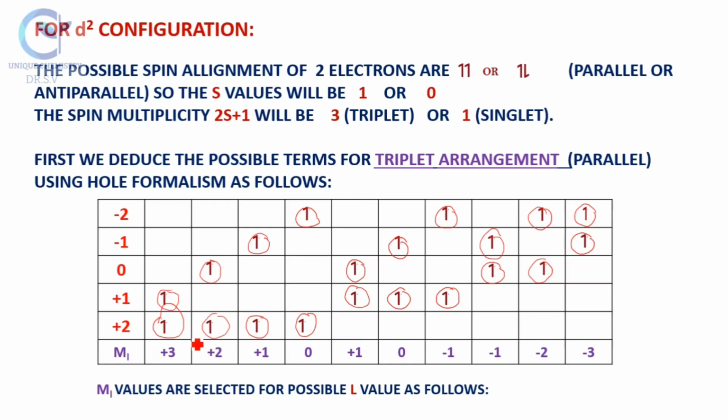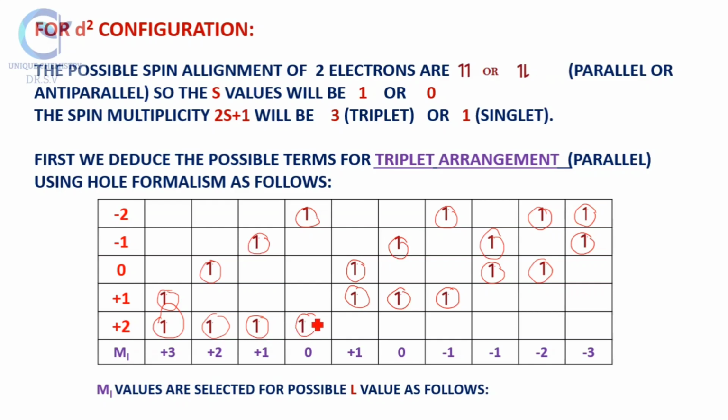Now we see the ML values. We find the ML values here. So there are 2 electrons: 1 into 2, 2, plus 1 into 1, 1. So 2 plus 1, it is 3. And 1 plus 1 into 2, 2, and 1 into 0, 0, so you will get 2. Then 1 into 2, 2, and 1 into minus 1, minus 1, so you will get 1.